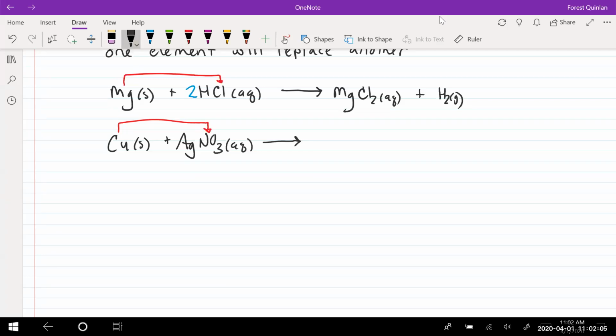And you wouldn't know this. I would have to give this one to you because copper does not behave. I would have had to tell you what it does. And it turns out that it's actually copper 2 nitrate. And solid silver precipitates out. And skipping to the end on that, we'll have to put 2 and 2 together.